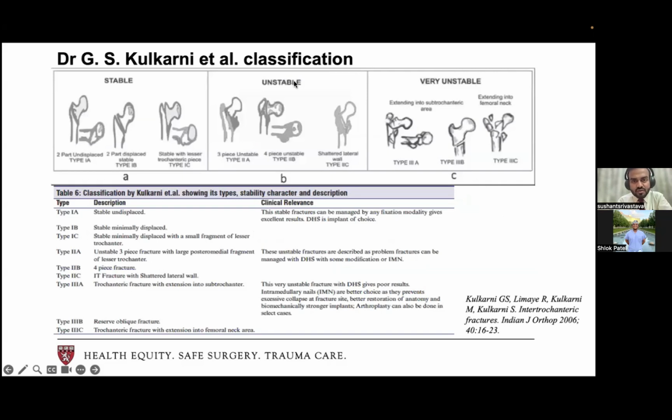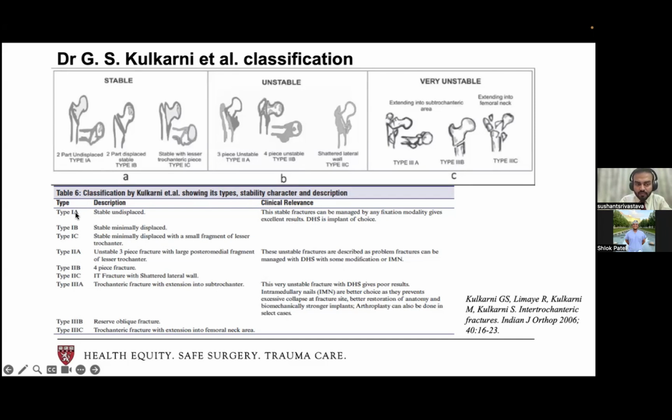Now, Dr. G.S. Kulkarni et al. gave a classification wherein he showed the type, stability, character and the clinical relevance in which implant has to be used for the fracture fixation. So his classification has type 1, type 2 and type 3, wherein type 1 is divided into 1A, 1B and 1C, 2A, 2B, 2C, 3A, 3B and 3C.